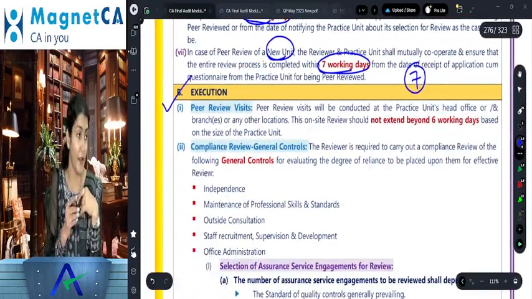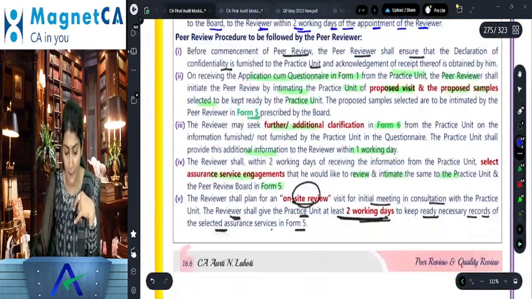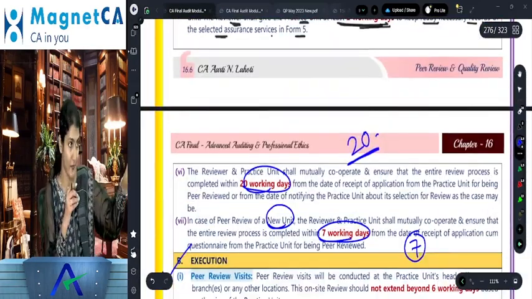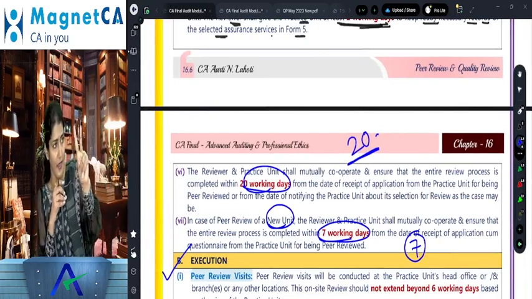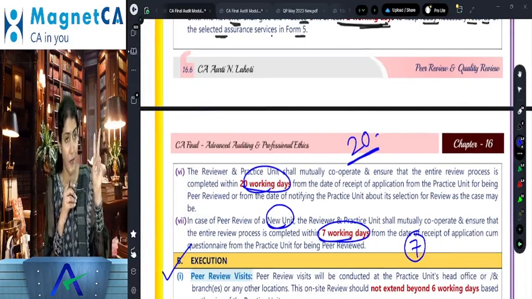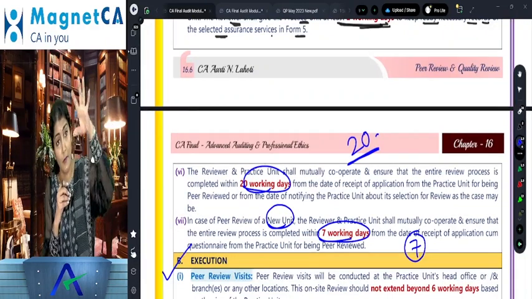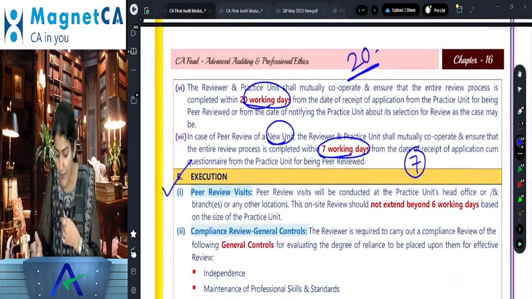Comes the on-site review. So far they've selected the sample and they say we will come after 2 days. What has happened so far? They've selected the sample and they said after they select the sample, they will come after 2 days. Now when they come after 2 days, they cannot come for more than 6 days.